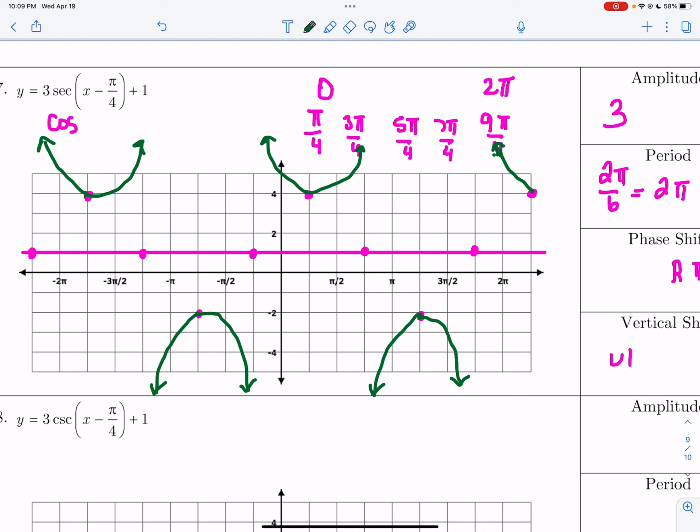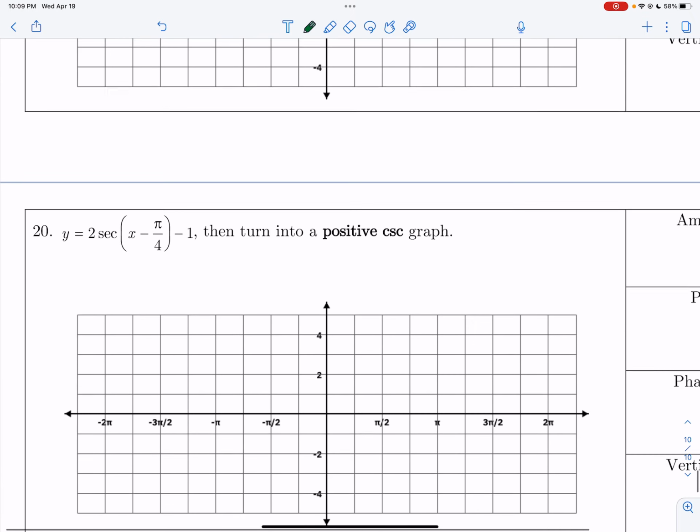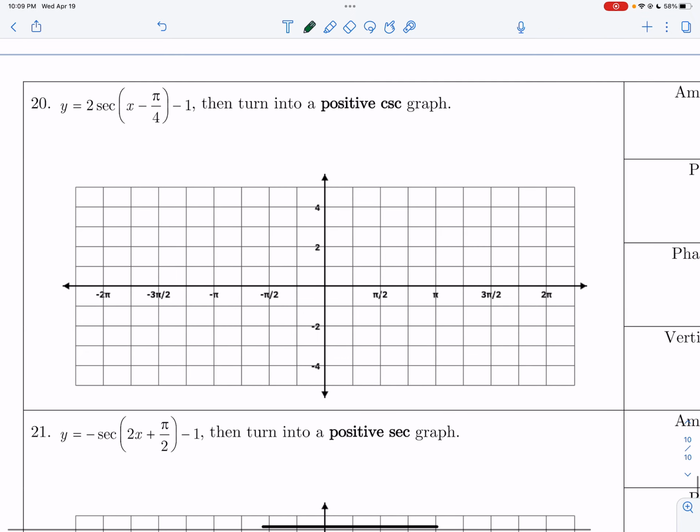So at this point, what I'm going to do now is look at a problem where I ask you to turn something into something else. So notice how on number 20, I ask you to graph 2 secant x minus pi over 4 minus 1, and then I want you to turn it into a positive cosecant graph, aka find the equation of the positive cosecant graph.